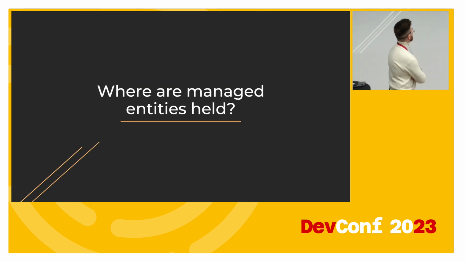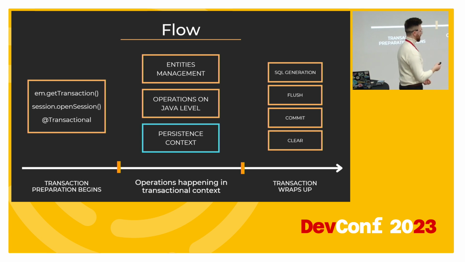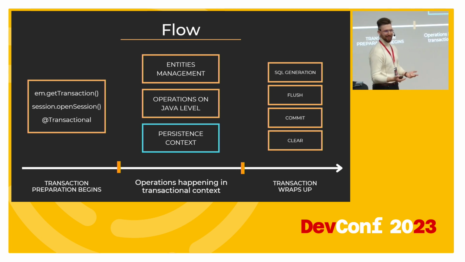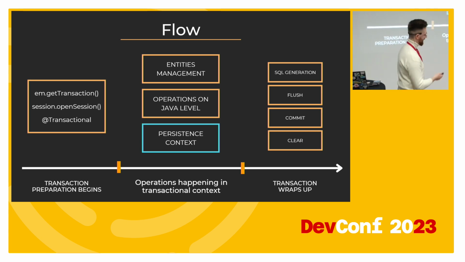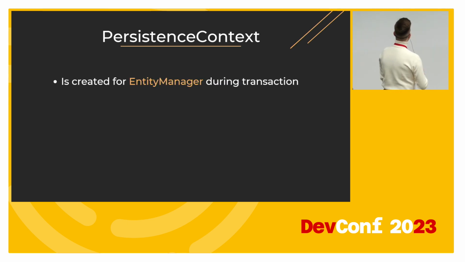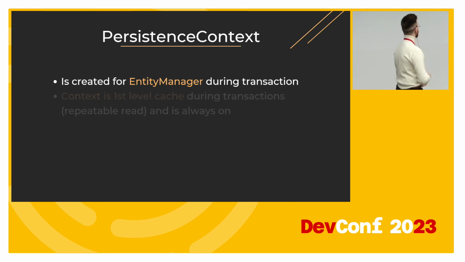But where are the managed entities held? In Java, we have something like the persistence context. In .NET, is it like DbContext? Yeah, something like that. So very similar. And what happens here? We have a persistence context created for the entity manager during the transaction. So once we open the transaction, we have a persistence context. All the entities are held there, and we track their states.